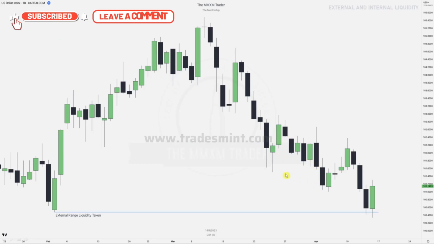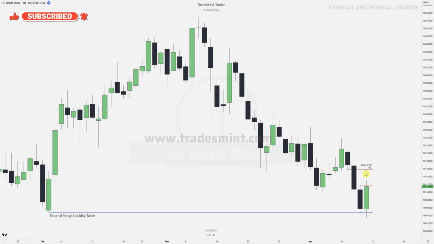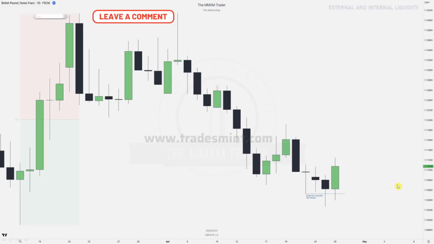Keep declining, taking out a low. There's no imbalance anymore over here, so price has issues going up way higher than here, and it just keeps declining, taking out this external range liquidity. Now we took external range liquidity. Do we see an imbalance anywhere, right, where we can reprice into? Yes, we have over here. We have this daily fair value gap, internal range liquidity. We've got a British pound Swiss franc daily chart over here.